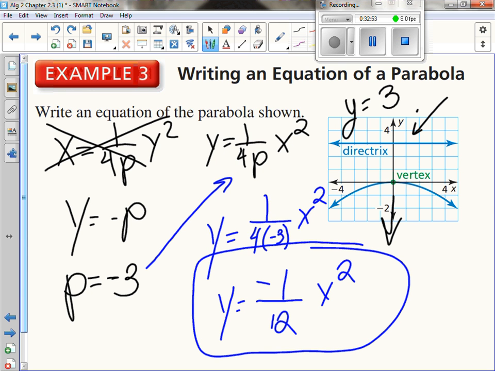And that's the equation. So we're using the information that was given to find the value of p and then plugging it in.